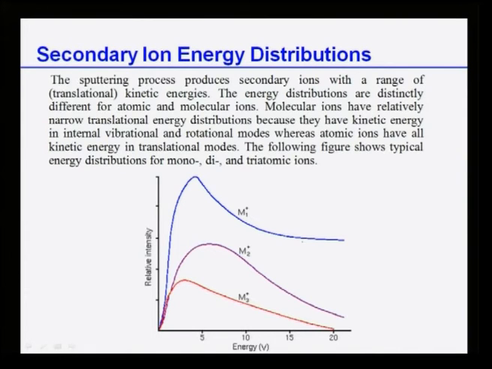As you see, the relative intensities of the monoatomic ions are much larger than those of di- and triatomic ions. That's understandable, because as the number of atoms in the ion increases, the charge increases, and they have less probability of being present. This is a plot of relative intensity versus energy. Only in a particular energy window, between about 2 to 8 volts, do you have a relatively high intensity of all the different types of ions.